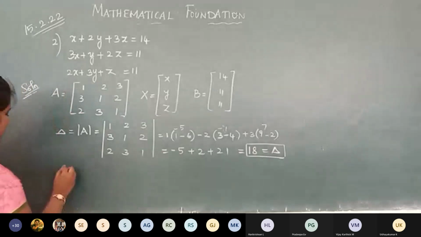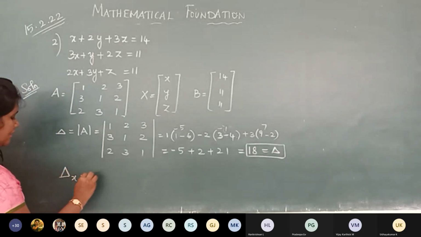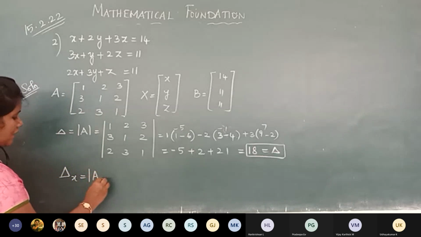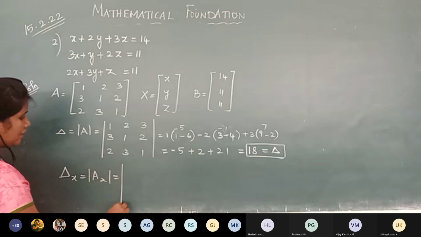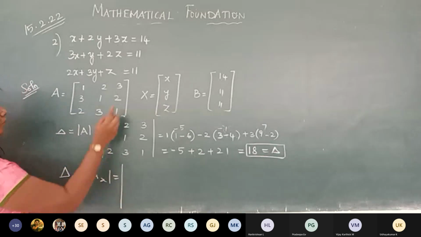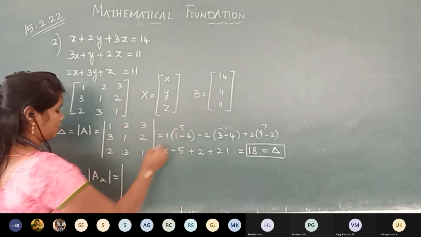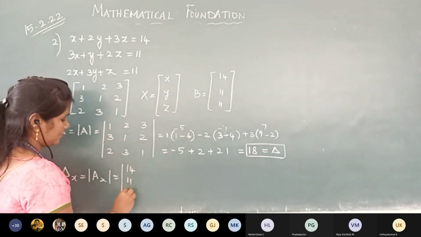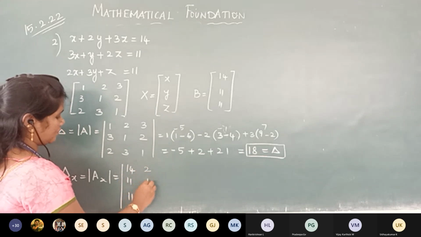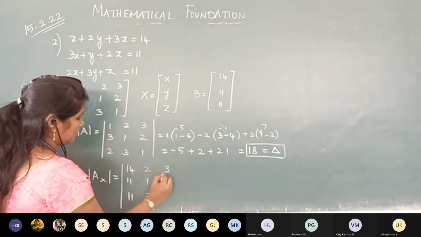Now find out your delta x. The delta x is nothing but the determinant of Ax. Instead of the first column, what you will be writing is 14, 11, and 11. 14, 11, 11. Write your values. Multiply it correctly. Otherwise, you will go wrong.